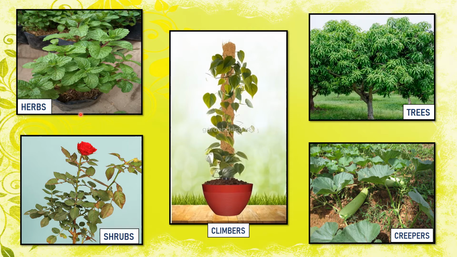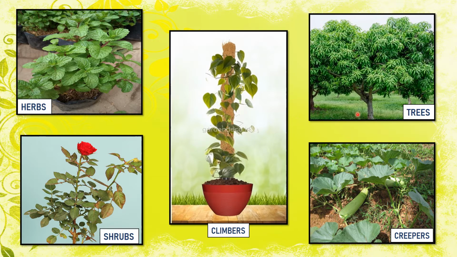So on the basis of size and kind of stem, plants can be classified as herbs, shrubs, trees, creepers and climbers. Herbs. Herbs are usually short and have a green and soft stem. They may or may not have branches, like mint, beet and carrot. Shrubs. Shrubs have hard but not very thick stem. The stems have branches, for example, China rose, henna and rose.